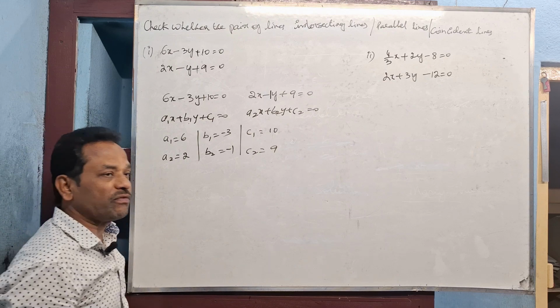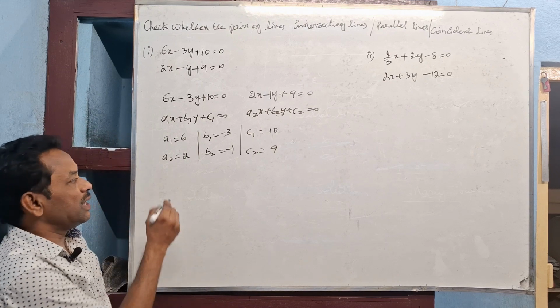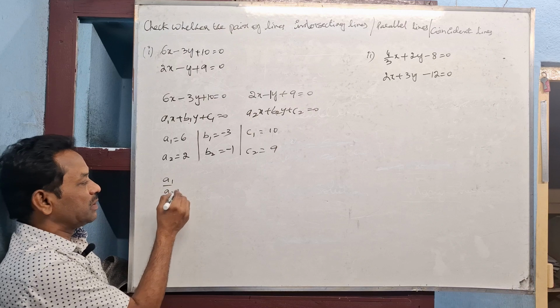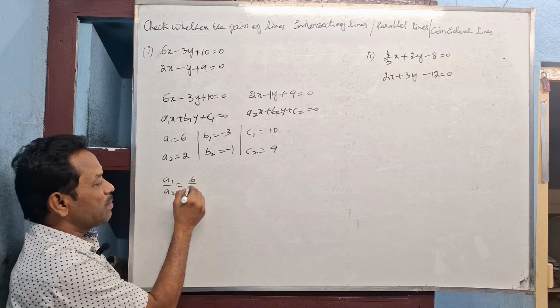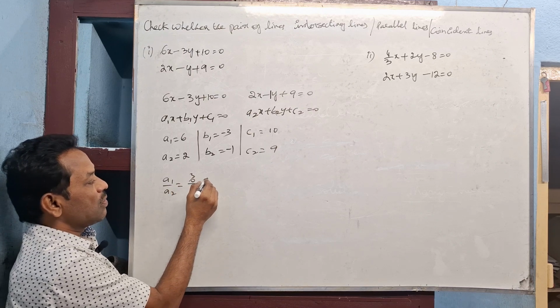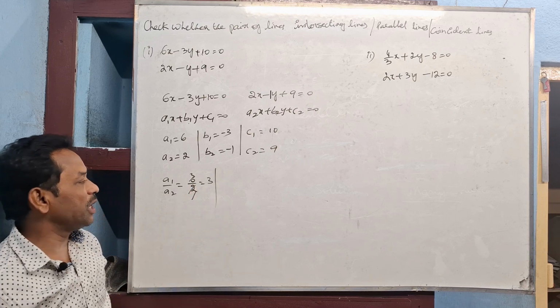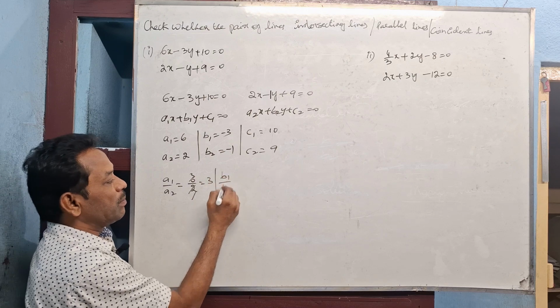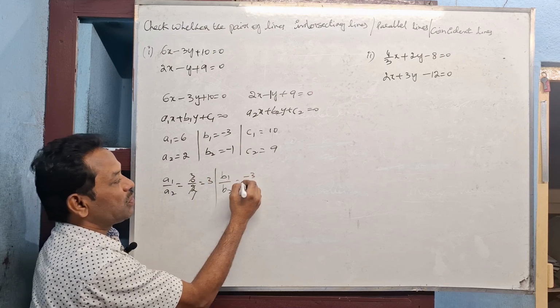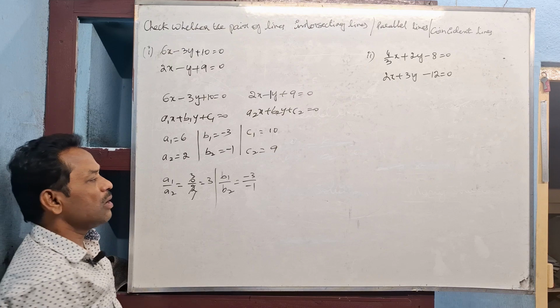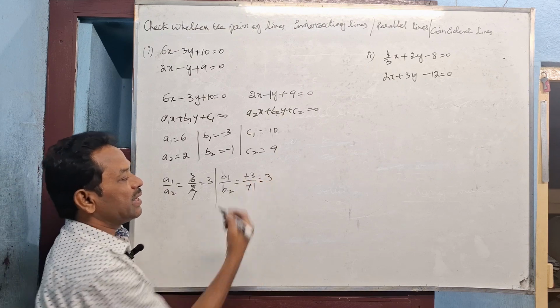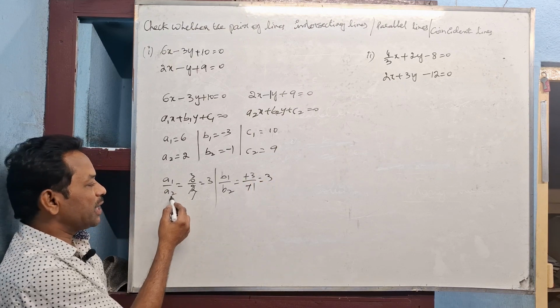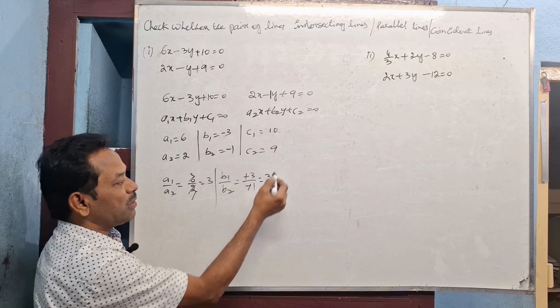Okay, bacho. Now after this, let us compare. Let us find a1 by a2 first. So a1 by a2 is 6 by 2, which is 3. So I'm getting a1 by a2 as 3. Let us go for b1 by b2. b1 by b2 equals minus 3 by minus 1. The minus signs cancel, and we get 3. So a1 by a2 equals 3, and b1 by b2 is also 3.